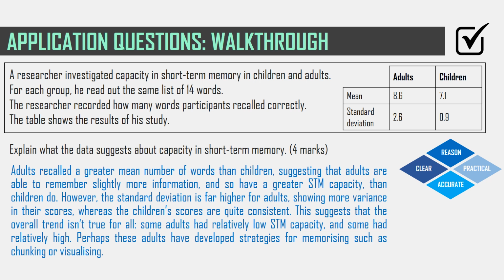So this suggests that the overall trend isn't true for all. Some adults had relatively low capacity and some had relatively high. So I could probably stop there. Another way of sort of wording this, you might be familiar with the phrase or the term individual differences. Basically, if you've got a high standard deviation, that shows you or that suggests to you that there are individual differences. Not everybody scored the same.